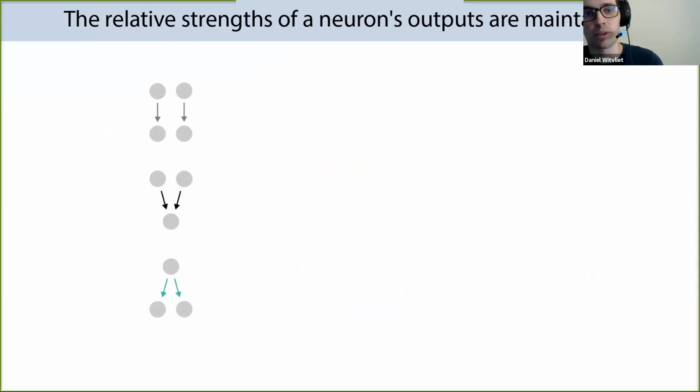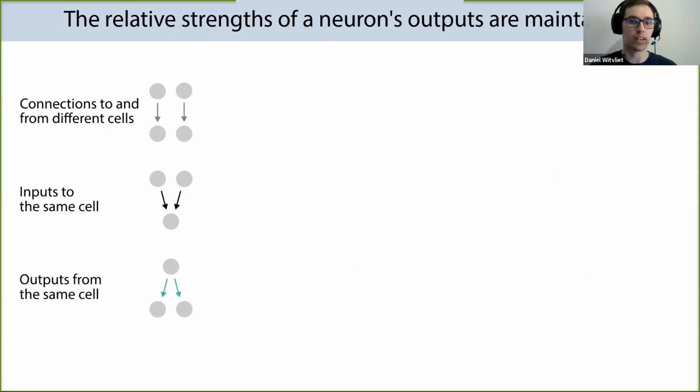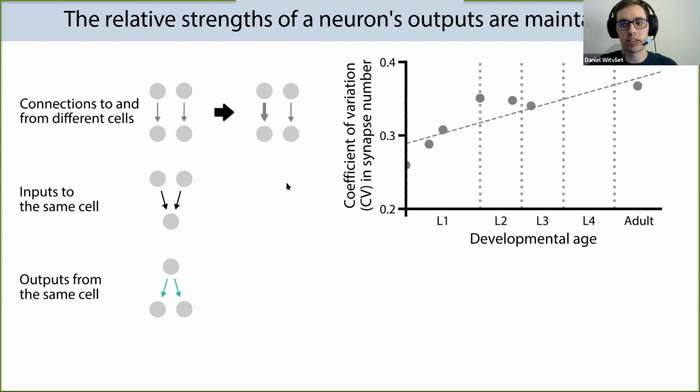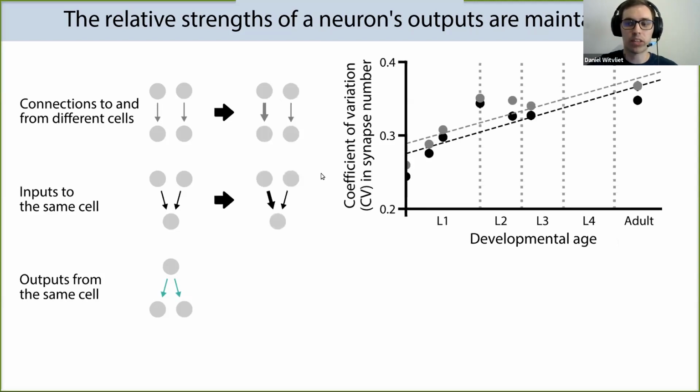Right, so a third pattern we were looking at is comparing the relative strengthening of a neuron's inputs and outputs. We correlated the number of synapses for inputs to the same cell, outputs from the same cell, and connections between different cells. I'm going to show the result in this plot, where the y-axis, the coefficient of variation in synapse number, simply means how different the synapse number is between two connections. Over time, unsurprisingly, connections to and from different cells diverge in synapse number. The same is the case for inputs to a cell. But interestingly, the relative strength of outputs from a cell is maintained.